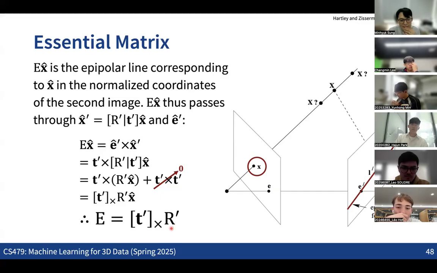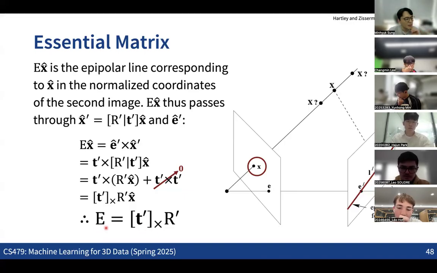Is it clear? I recommend you check this out yourself and see how we exactly calculate this. Also, one thing we can see is that this matrix E should have some scale ambiguity, right? Because these are multiplied with the homogeneous coordinates. Whatever non-zero value we multiply to the essential matrix does not change the meaning, so there should be some kind of scale ambiguity. That's one thing.